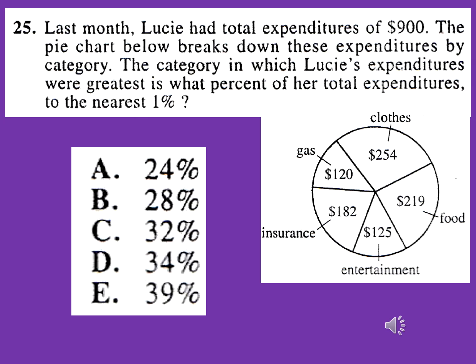So question 25. Last month, Lucy had total expenditures of $900. The pie chart below breaks down these expenditures by category. The category in which Lucy's expenditures were greatest is what percentage of her total expenditures to the nearest 1%? And the choices are 24, 28, 32, 34, or 39%.